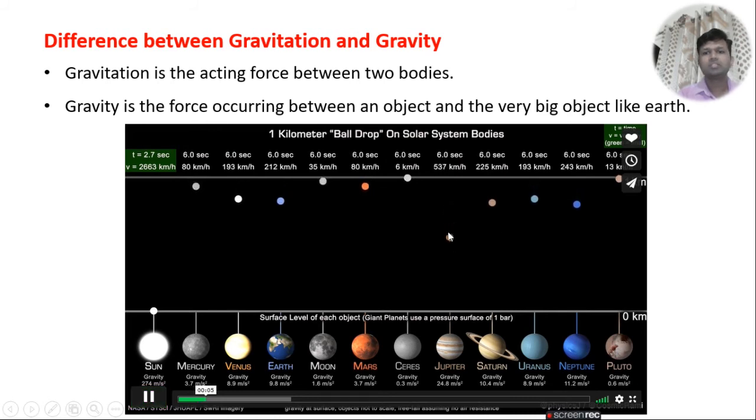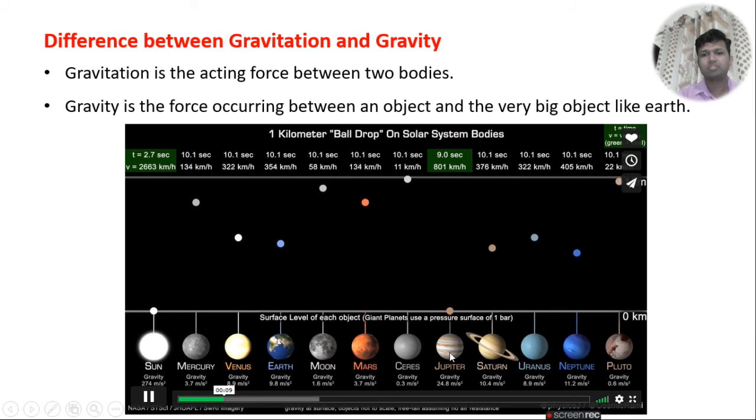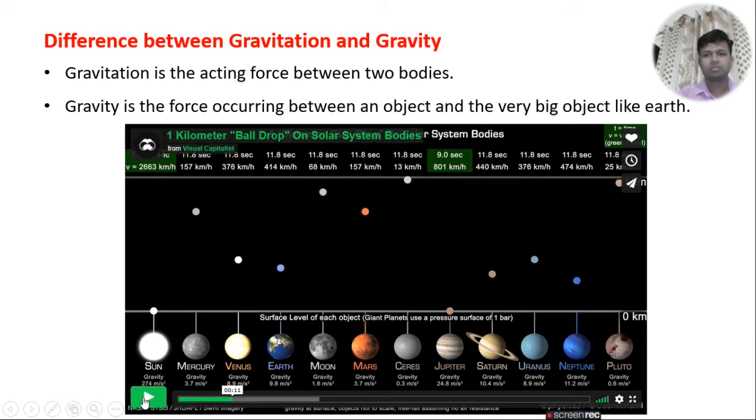Now you can see this ball is moving faster as compared to other balls, and now this has reached. Now this is Jupiter. Okay, so now I am stopping it. So here you can see it has taken time, that is 9 seconds, and its velocity was 801 kilometer per hour. Okay, and the other balls are in this situation.